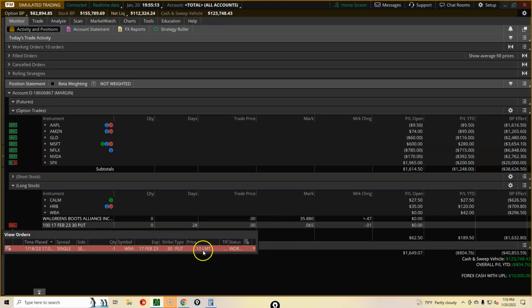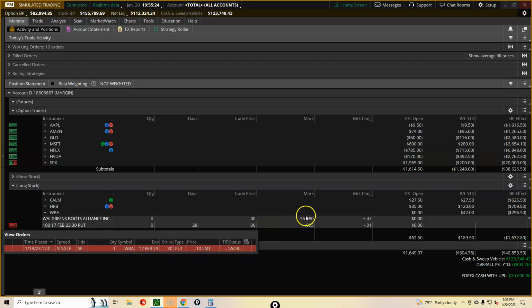Trying to get filled at 10 cents. So I'm just letting this linger. Let's see if Walgreens is going to drop down a little bit and get filled at 10 cents, with a strike price of 30 bucks. Right now, it's currently trading a little less than 36.